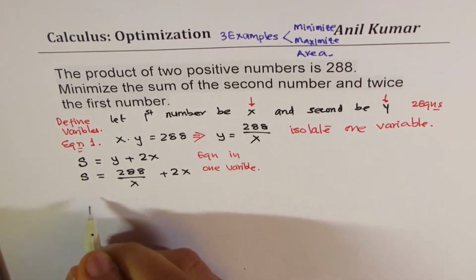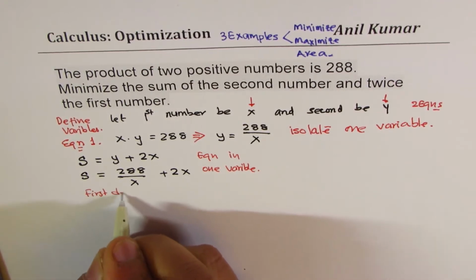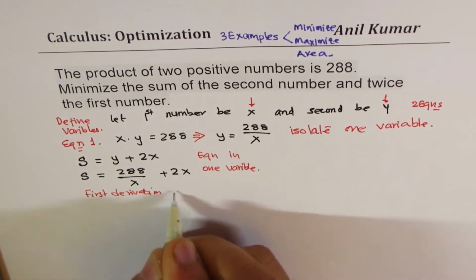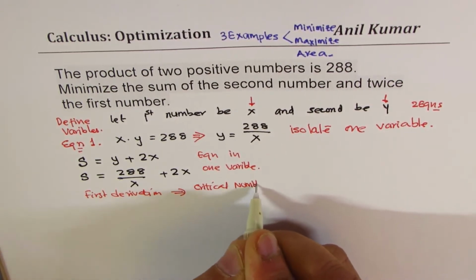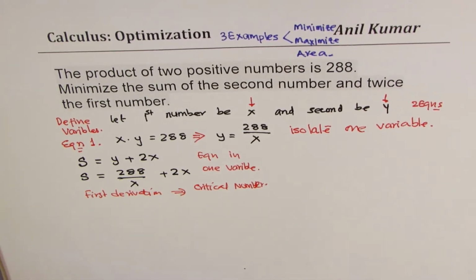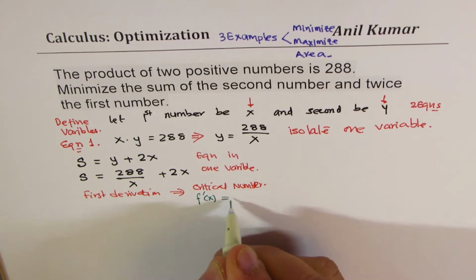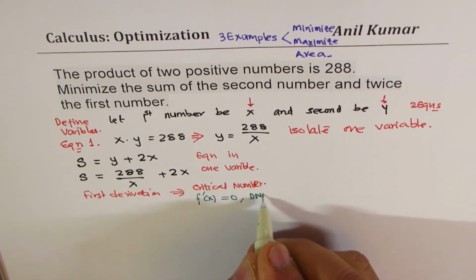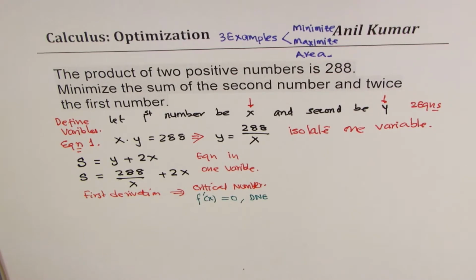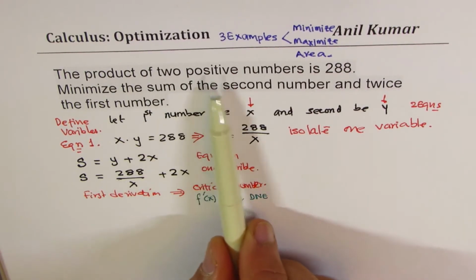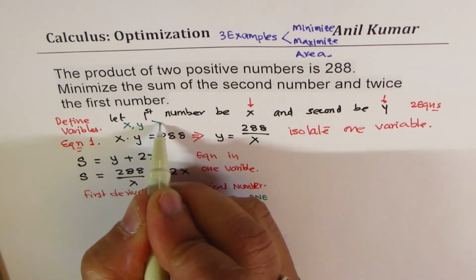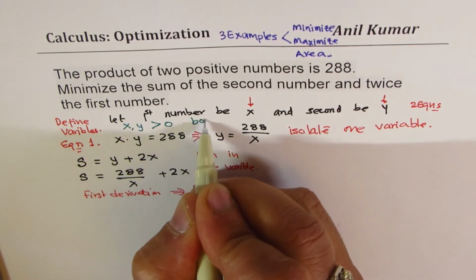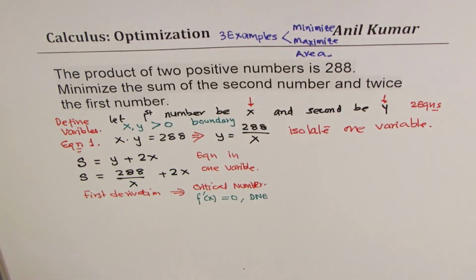So at this stage, you can find first derivative and then critical number. Critical number is when the first derivative is equal to 0 or does not exist. So both actually are critical numbers. Also, when you're working on this, you have two positive numbers. You could say here that both x and y are greater than 0. So that becomes a boundary condition, which is good to know when you begin your solution.